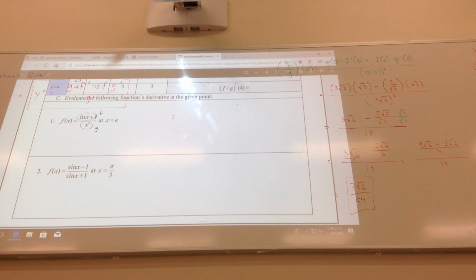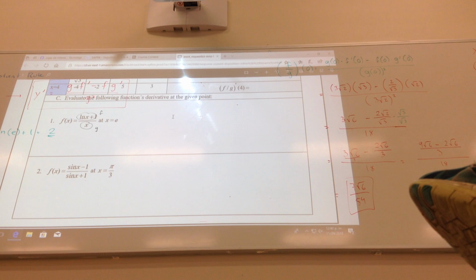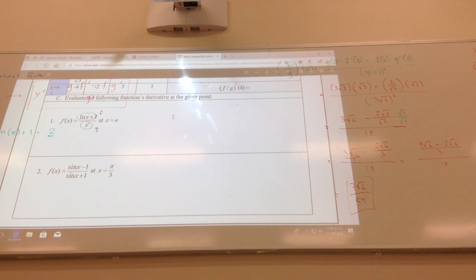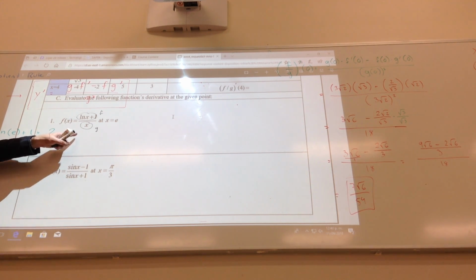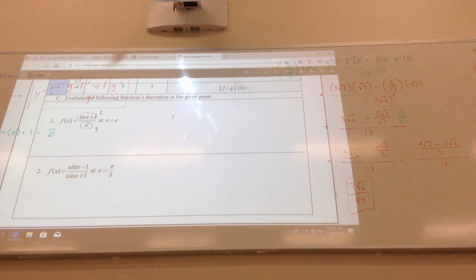So, can I find f of e? Yes, it would be ln of what? Of e plus 1. ln of e is what? 1 plus 1? 2. Over that again. Now, g of e. What's g? X. It's x. Evaluated with e becomes just e. Right?